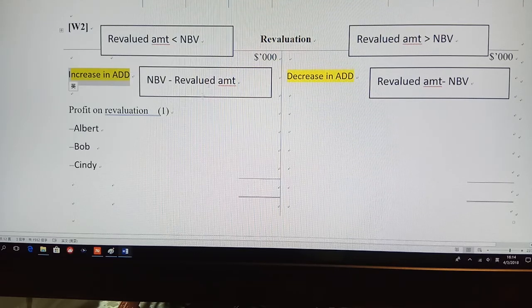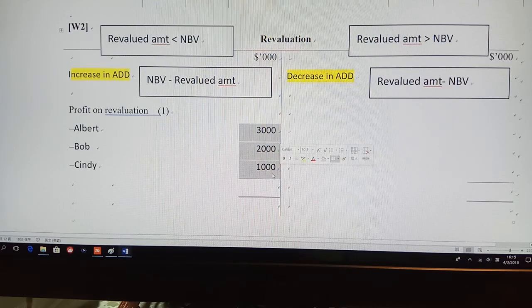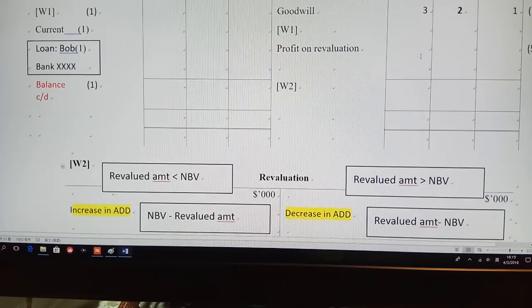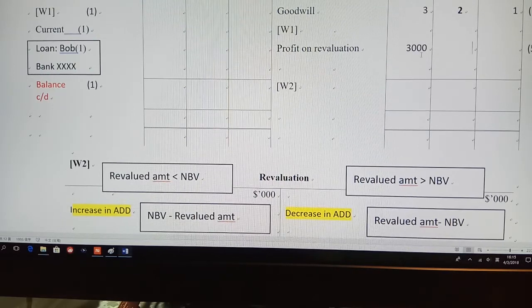Okay. Once we put all those figures here, you'll see there may be a profit on revaluation here, or of course a loss on revaluation on the right side. Once we have this figure, say for example we have 3,000, 2,000, 1,000, we will make use of the double entry system to post to here 3,000, 2,000, and 1,000.